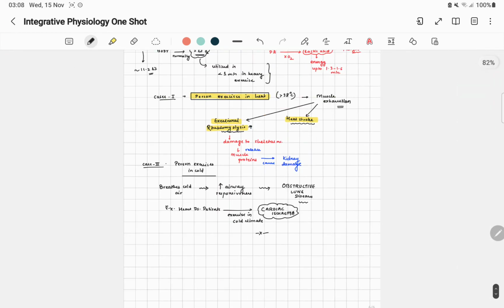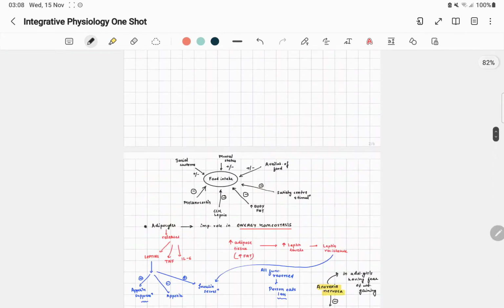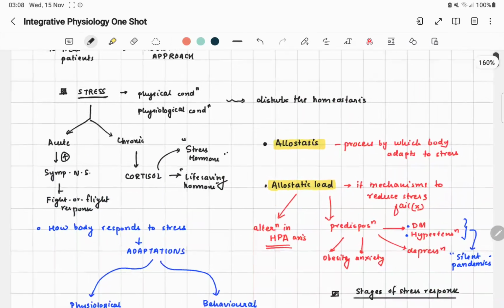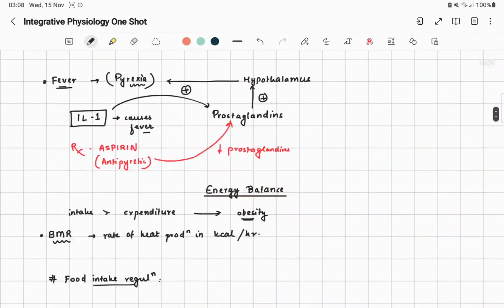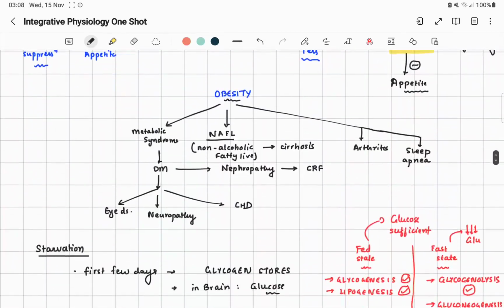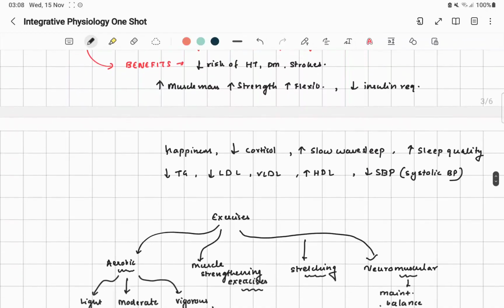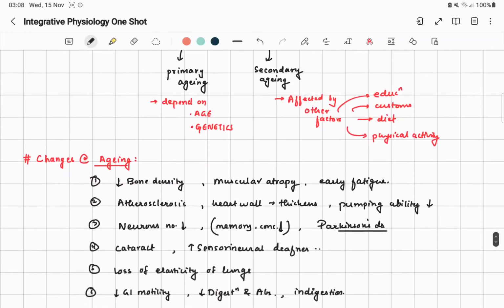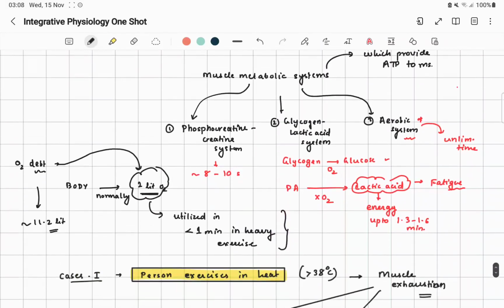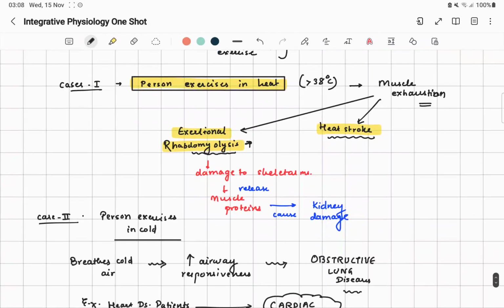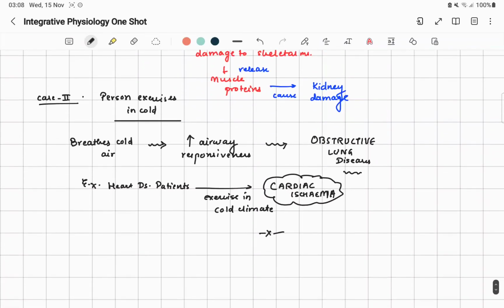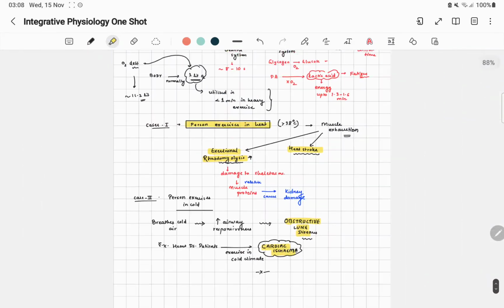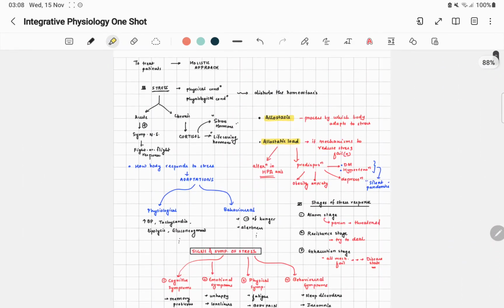So here we complete our integrative physiology. These were just miscellaneous topics. You know all these topics; some new terms and some new concepts I told. Basically we learned about exercise, the FIT principle, the changes of aging, and exertional rhabdomyolysis, cardiac ischemia and obstructive lung diseases, how they are caused. So just revise these notes, and that's all in today's lecture.